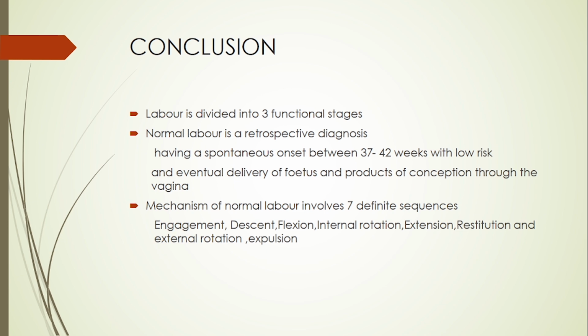In conclusion, we have discussed labor, and we have seen that labor is divided into 3 functional stages: the first stage, the second stage, and the third stage of labor. We have defined normal labor as a retrospective diagnosis that is characterized by spontaneous onset of regular contractions at term, that is between the 37th and the 42nd week of gestation, with eventual delivery of the fetus and product of conception through the vagina. And we've also looked at the mechanism of normal labor as involving 7 definite sequences of engagement, descent, flexion, internal rotation, extension, restitution, and external rotation with eventual expulsion of the fetus.